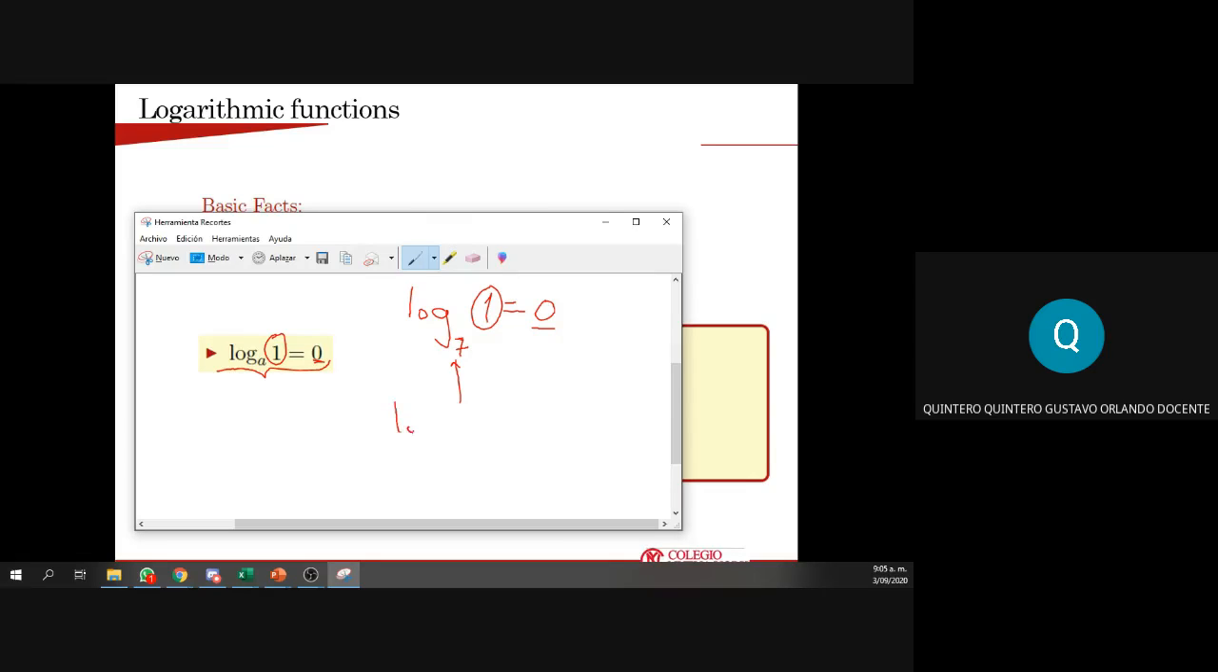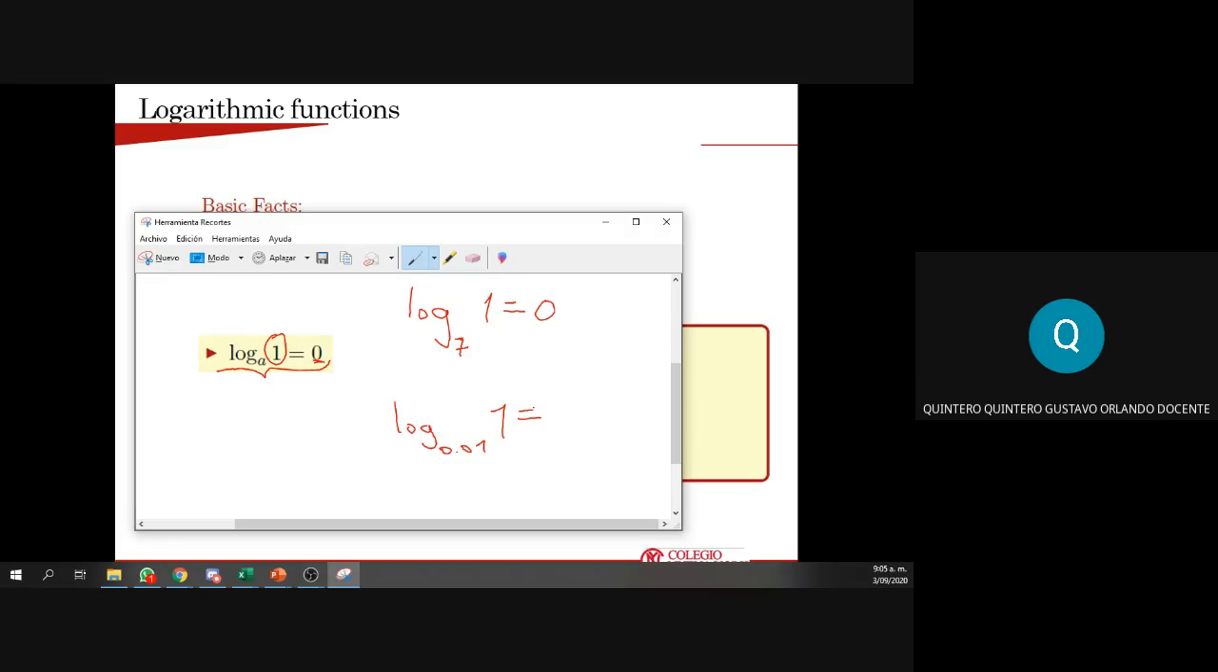So how much is this? Logarithm to the base 0.01 of 1. How much is that? In the chat, please tell me, how much is this? Tell me the result, everybody. I think you got it by now. How much is this?